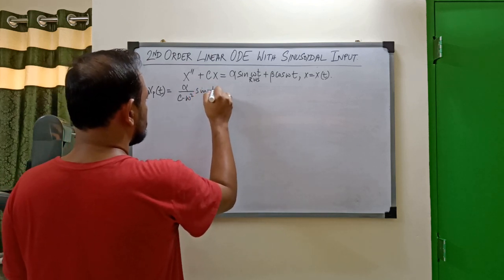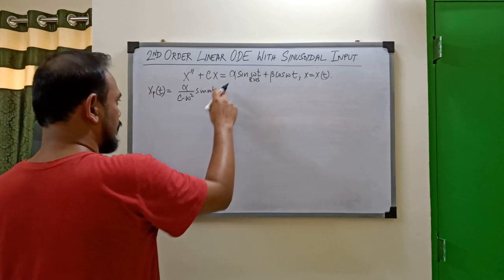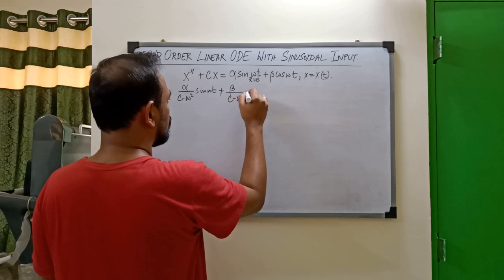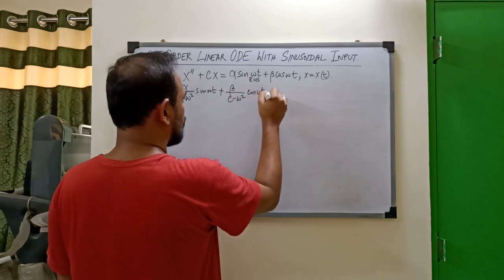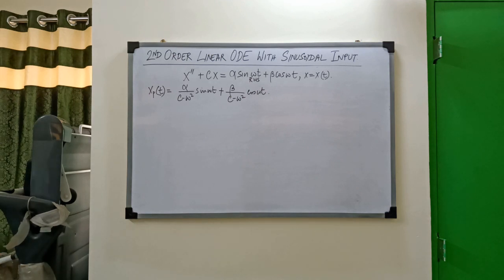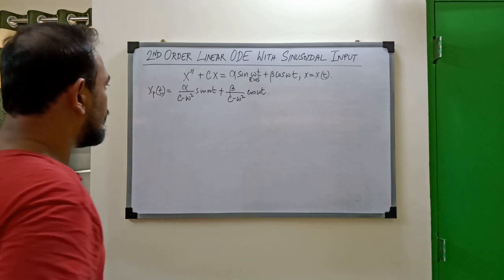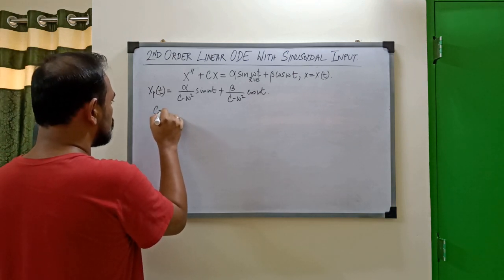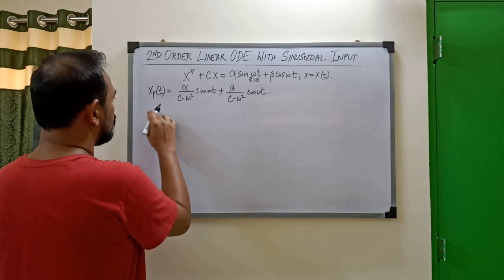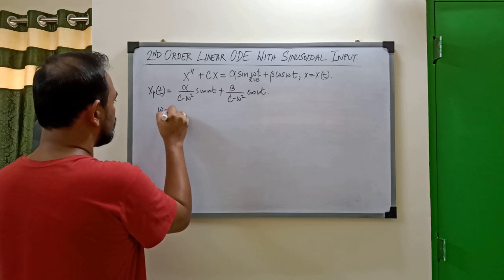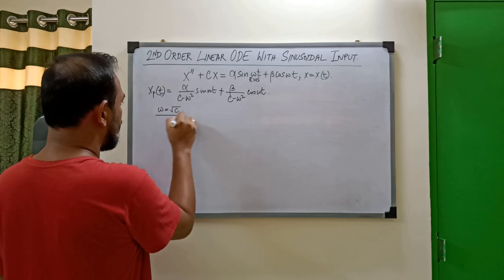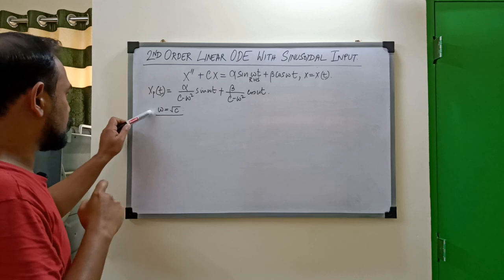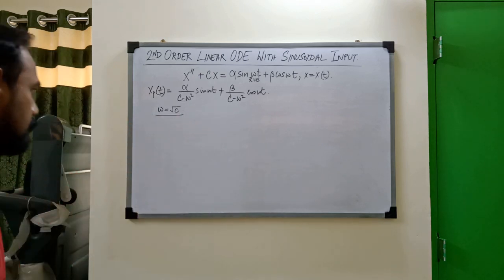Sine omega t plus L, which was beta by c minus omega square, cosine omega t. This is the particular solution. Now I make it even more challenging. I say, what if I take the case omega is root of C? What happens in this case? In other words, omega squared is c. So the denominator is 0.